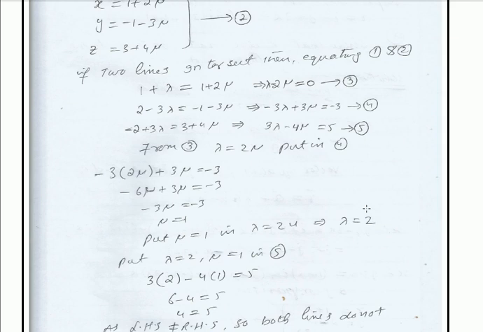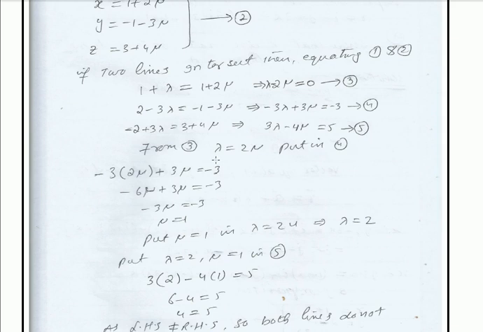If two lines intersect, then equations 1 and 2 will be equal. After comparison and simplification, we get λ - 2μ = 0, -3λ + 3μ = -3 and 3λ - 4μ + 5 = 5.